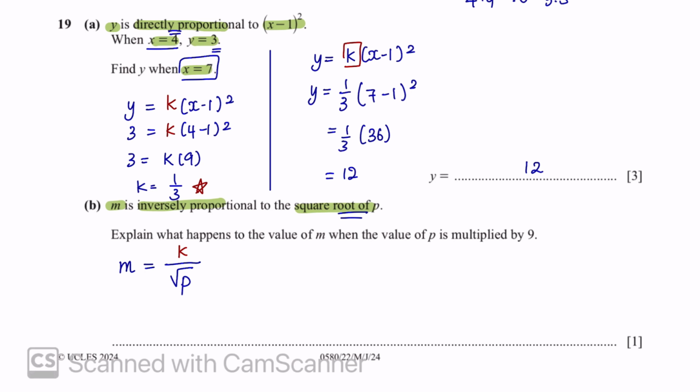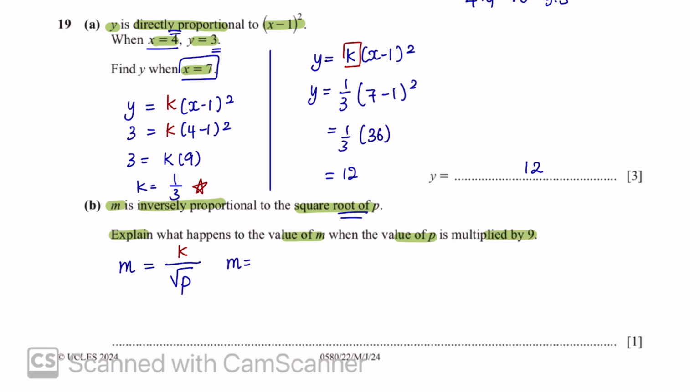Remember, directly proportional means it's going to be equal like this, and inversely proportional means whatever is being mentioned would be under the fraction in your denominator, and the constant would be the numerator. Okay, explain what happens to the value of m when the value of p is multiplied by 9.